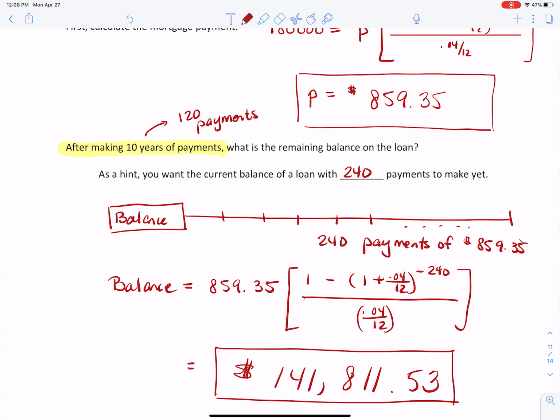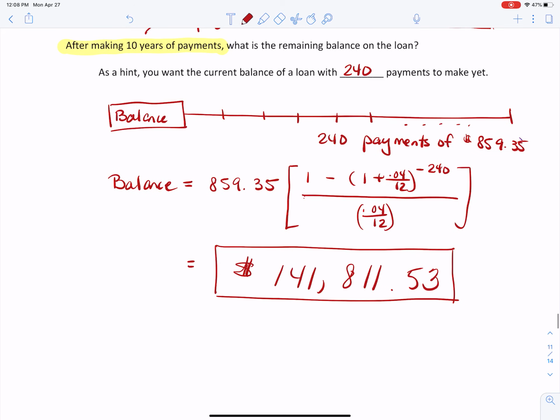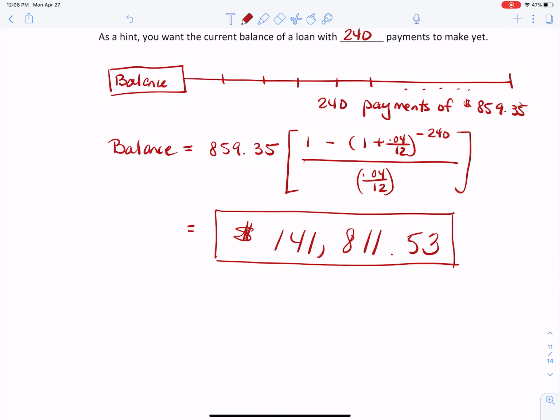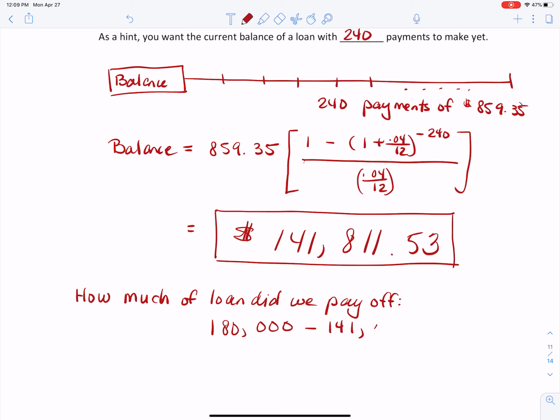Now, although it wasn't asked for, let's just do a little bit more exploration here. At this point, let's look at how much of the loan is paid off. Well, we borrowed $180,000, and we still have a balance of this remaining. So how much of the actual loan got paid off? That looks to me like $38,188.47.